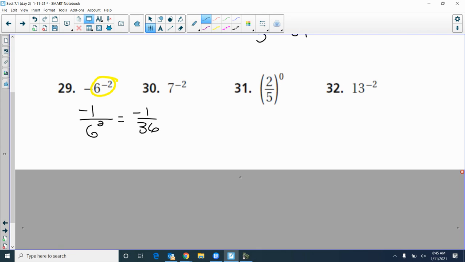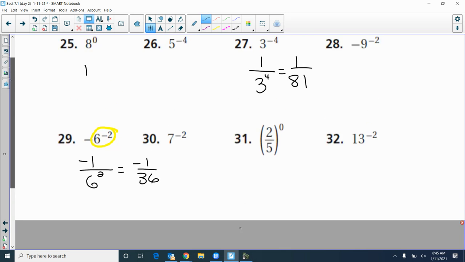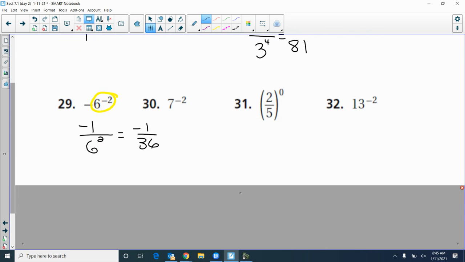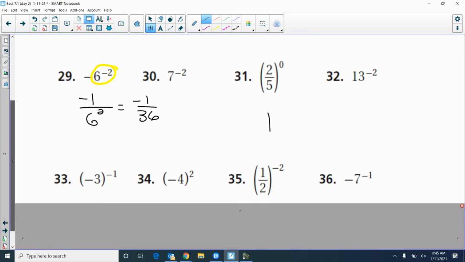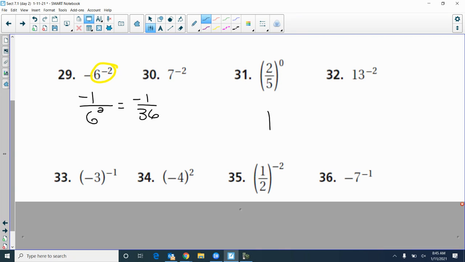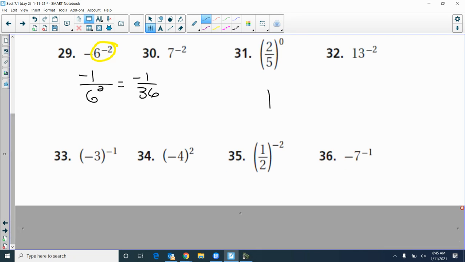31, Christiana, 2/5 to the 0 power. What's that equal? All you guys got to do is listen. Anything to the 0 power is 1. It's the same thing on both sides. So 31 is 1. I'm sorry, I was looking at 30. Oh, okay. Well, then 31 is 1.